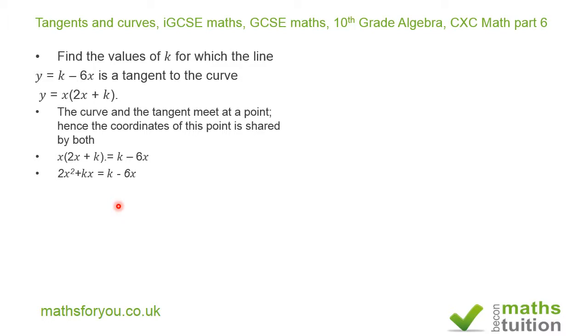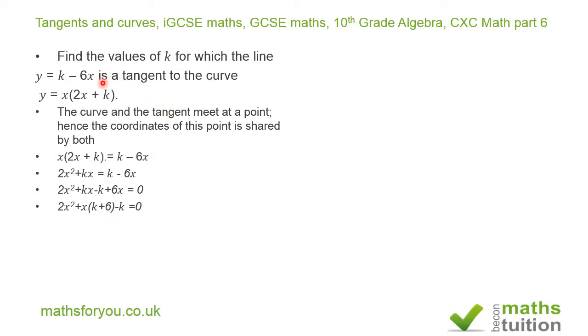If we then subtract k from both sides and add 6x to both sides, we end up with 2x squared plus kx minus k plus 6x equal to 0. If we then collect like terms, we have 2x squared plus x into k plus 6 minus k is equal to 0.